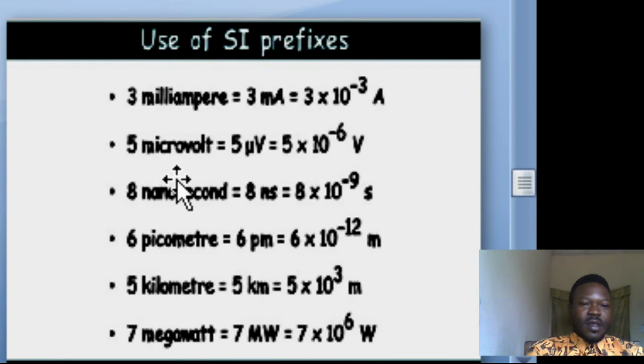Now, take this example. You have to convert 3 milliampere. Milli is 10 raised to the power minus 3. So 3 milliampere is 3 times 10 raised to the power minus 3 ampere. Simple, you just use it directly. 5 microvolt: micro is 10 raised to the power minus 6, then volt. 8 nanosecond: nano is 10 raised to the power minus 9, then second.